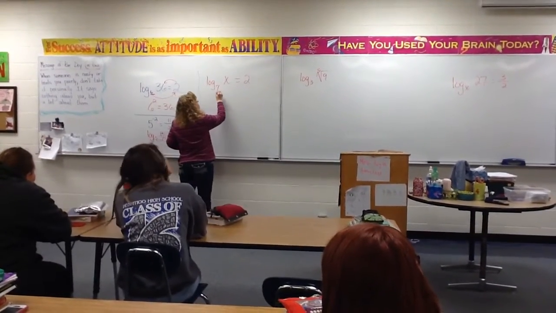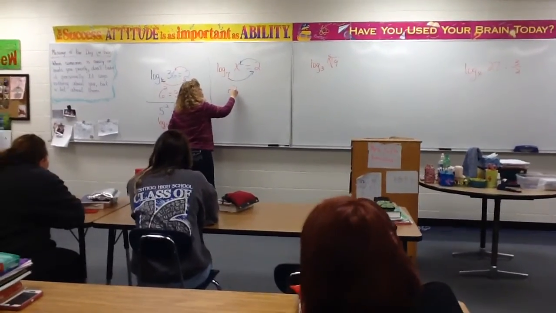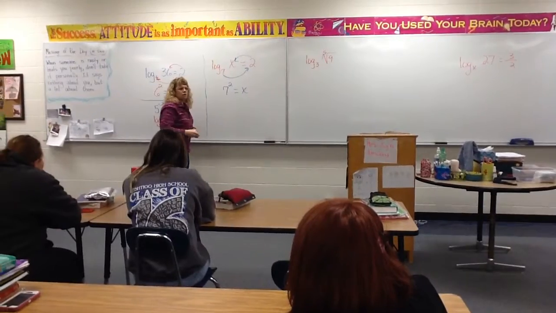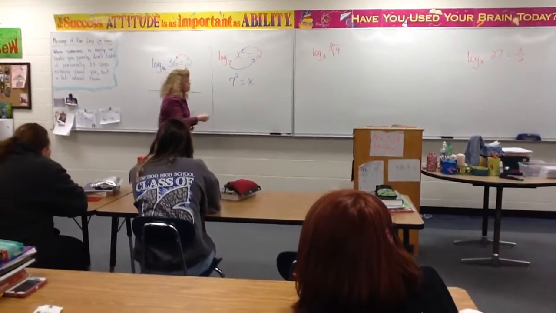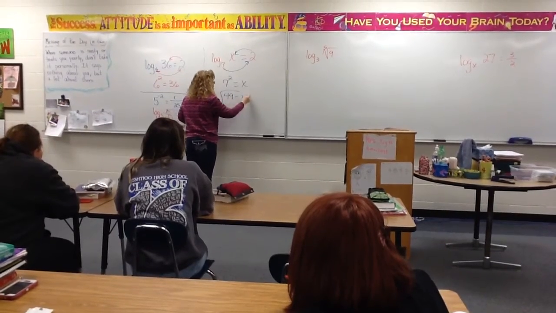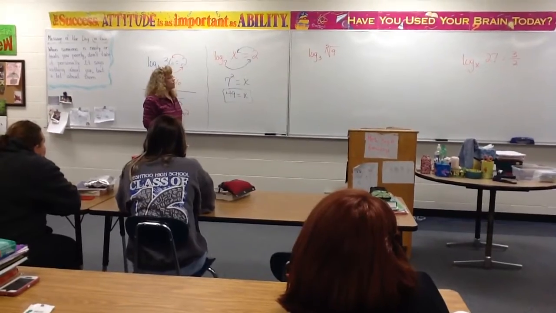One was really easy. All you had to do: this raised to this power equals this. 7 to the second power equals x. Everybody better be able to get the answer to that one. So x equals 49, and that's all you had to do for that. Just basically use the loop.